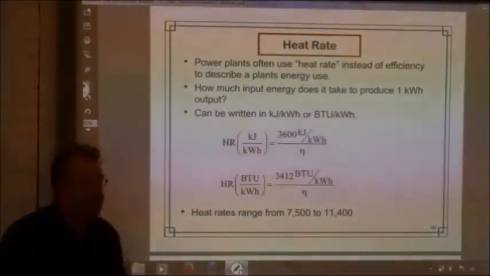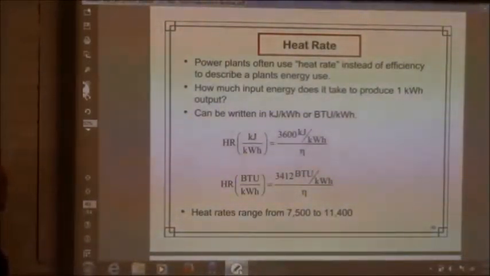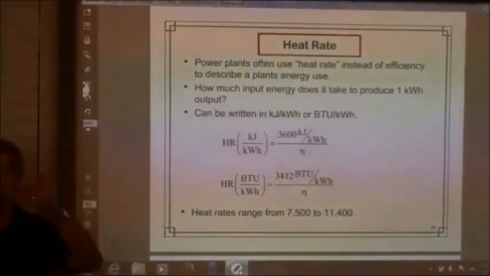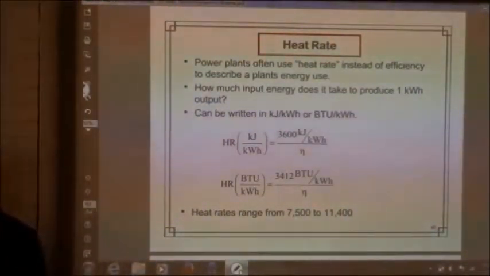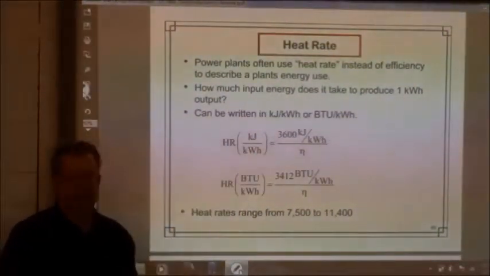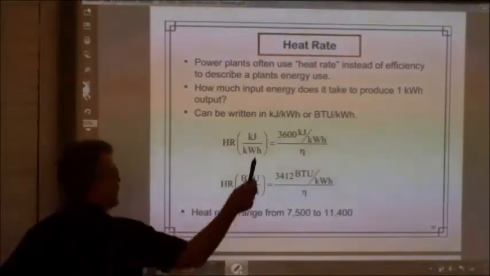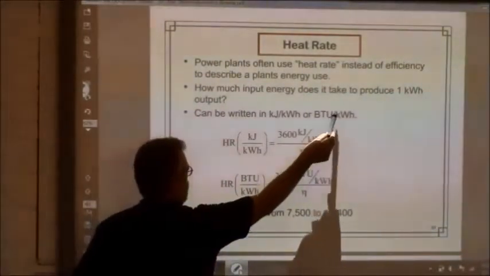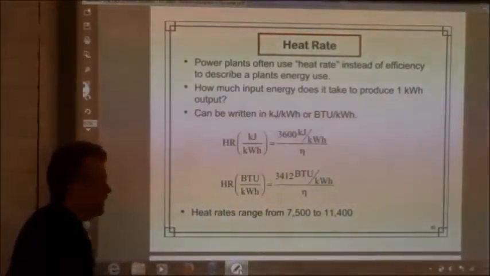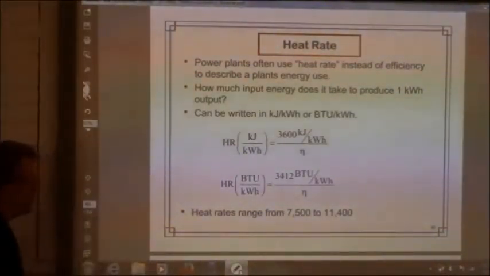Now, for a heat rate, let me explain what a heat rate is. It's like efficiency upside down. For efficiency, normally we're looking at the amount of useful energy divided by the energy we're putting in. A heat rate is the amount of heat that it takes to generate a certain amount of electricity. The important thing about heat rate is that it is not unitless. It will typically be in kilojoules per kilowatt hour or BTUs per kilowatt hour. And the higher the efficiency, the lower the heat rate, because they're basically reciprocals.